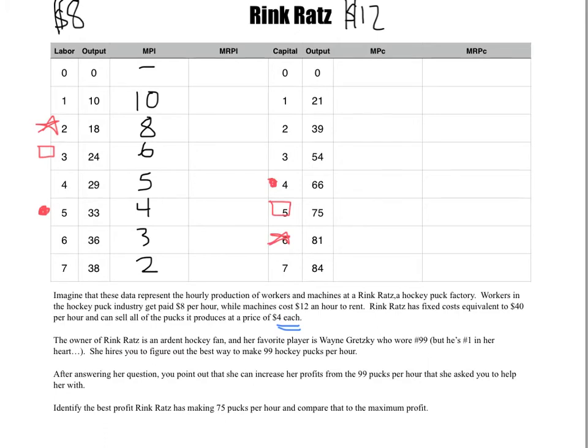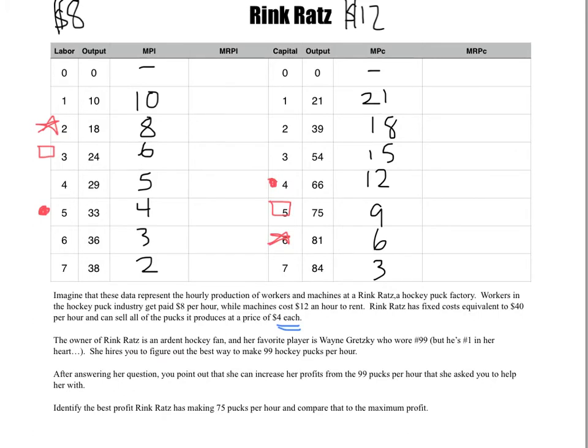We need to do the same thing for capital over on the other side. And we're going to do 21, 18, 15, 12, 9, 6, and 3. And those will be our marginal products from capital for each number of capital being employed. So now we can take a look at our 3 combinations, 2 and 6, 3 and 5, and 5 and 4, to figure out which combination is the least cost.